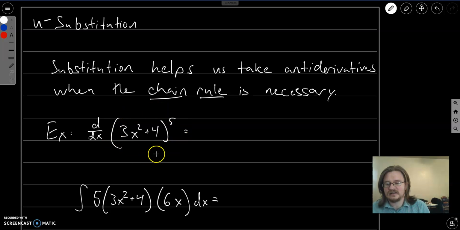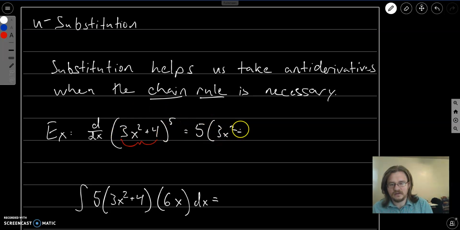So let's take an example here. I've got the derivative d by dx of (3x squared plus 4) all raised to the 5th power. So we can see that we have our inside function being raised to the 5th power. With the chain rule, we treat this like anything raised to the 5th power. The derivative is going to be: bring down the 5 and raise it to the 4th power. Plus, we have to remember to take this times the derivative of the inside of the function.